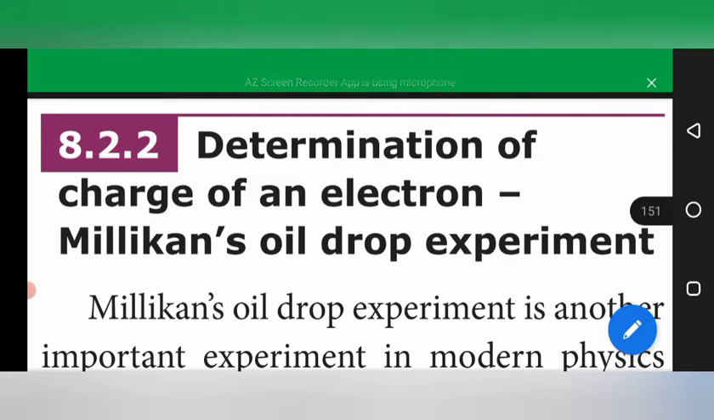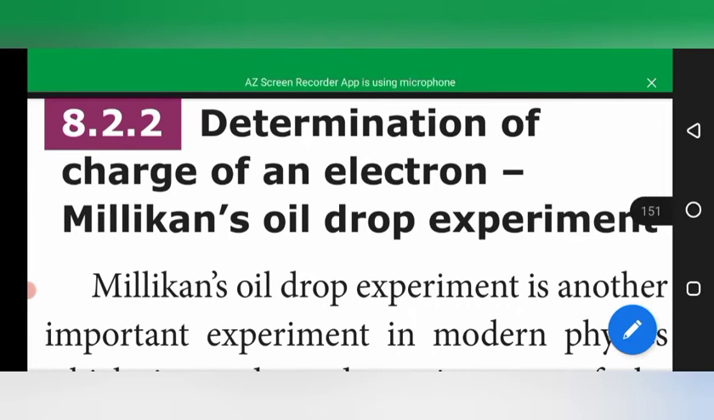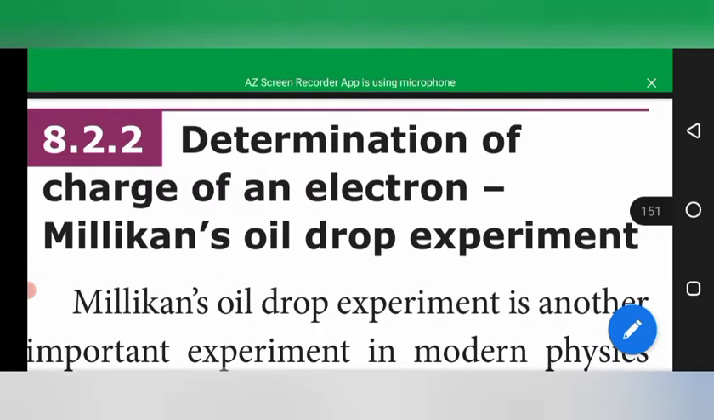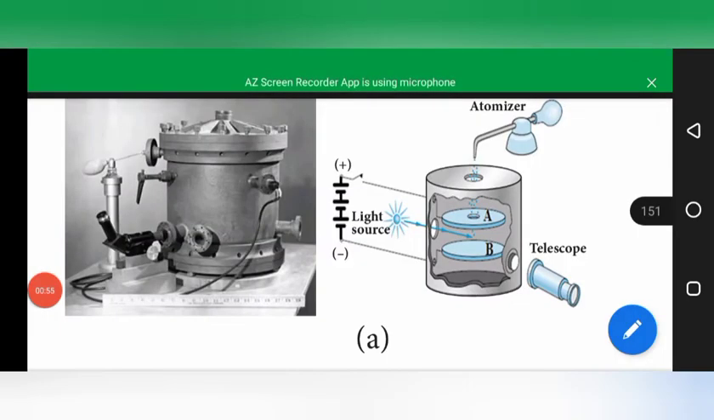Previously we found one more method, that is the determination of specific charge with the cathode rays, using a uniform electric field and also a constant uniform magnetic field, and also without the field. So we found that. Now we have to find the charge of an electron with the help of Millikan's oil drop experiment. This is the apparatus with which we are going to find the charge of an electron.